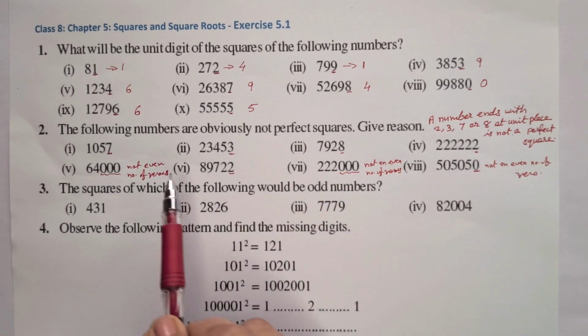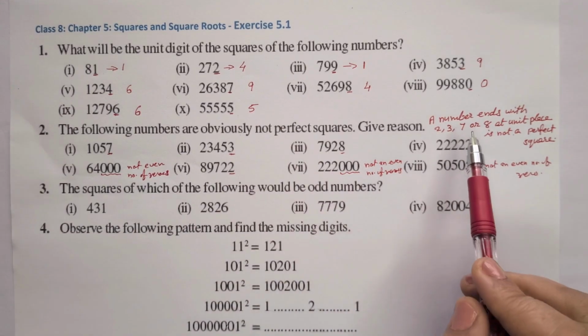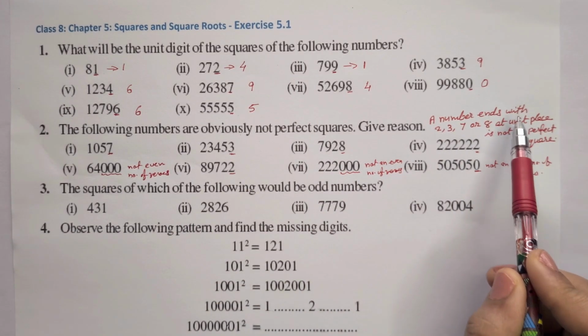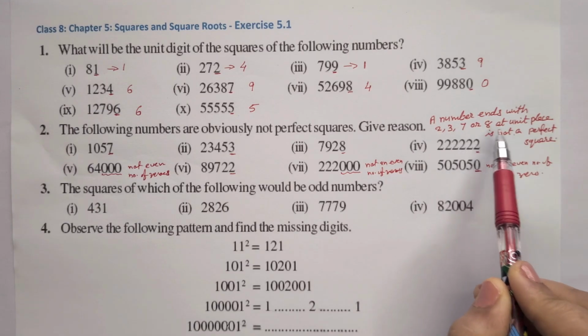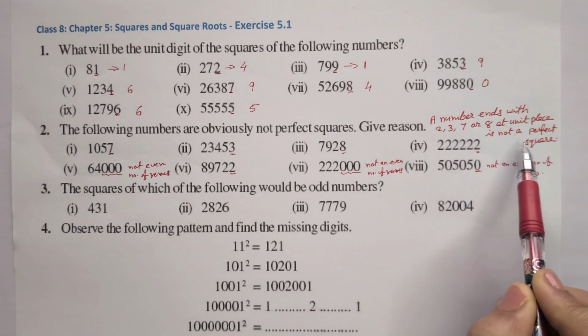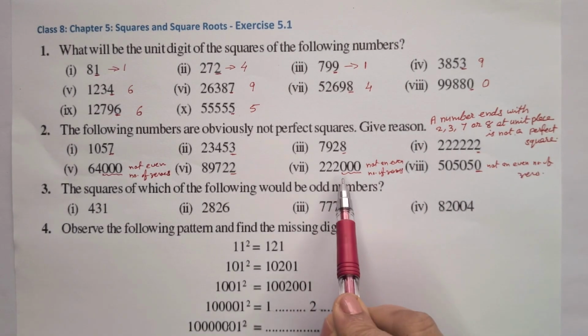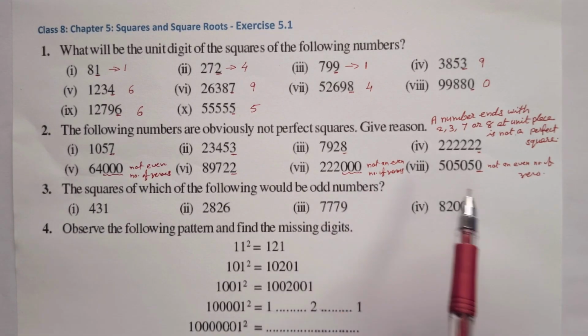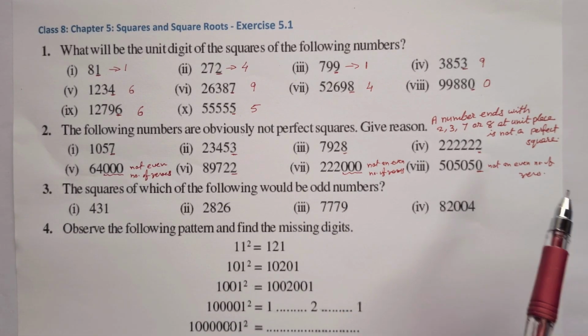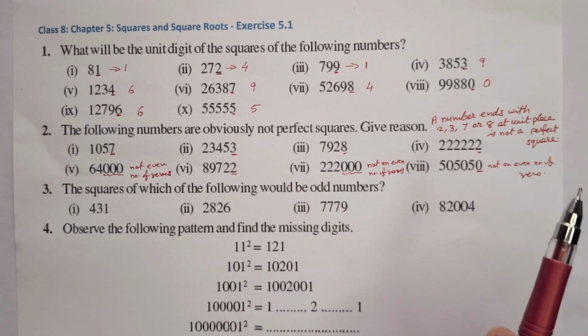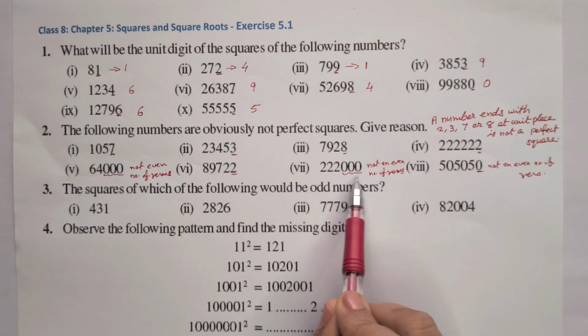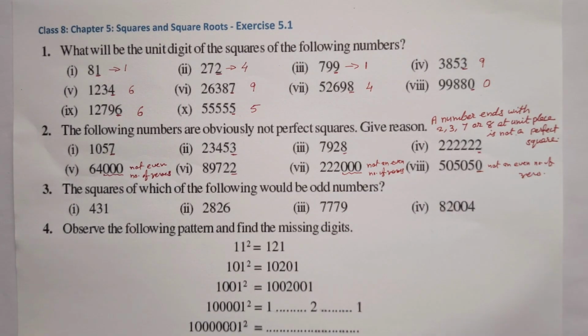So for each and every number we can write the reason. A number that ends with 2, 3, 7 or 8 at the unit place is not a perfect square. In the same way, if the number ends with an even number of zeros, only then will it become a perfect square. If not an even number of zeros, then that is also not a perfect square.